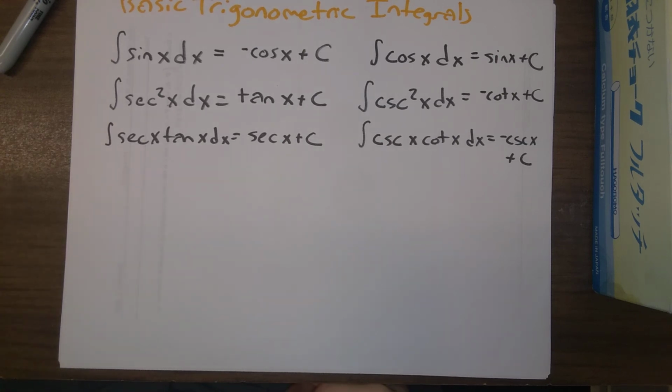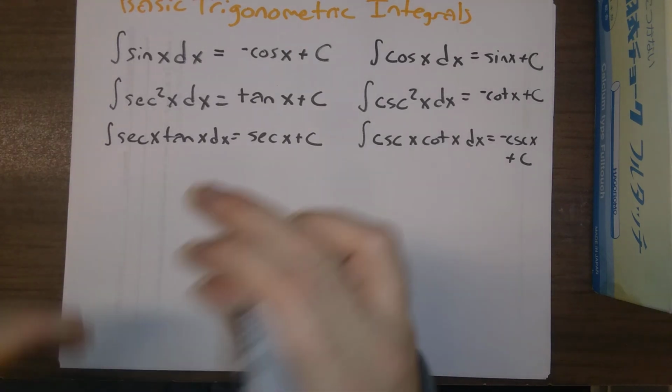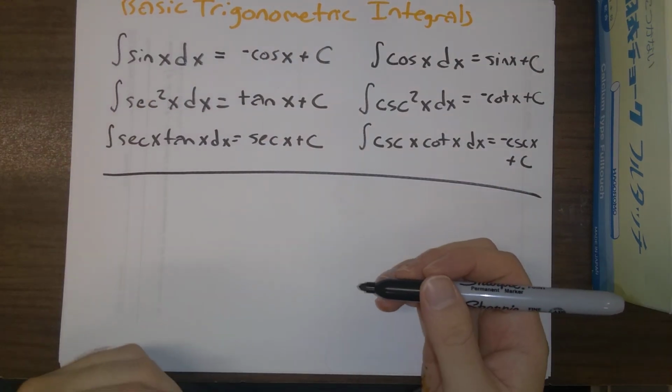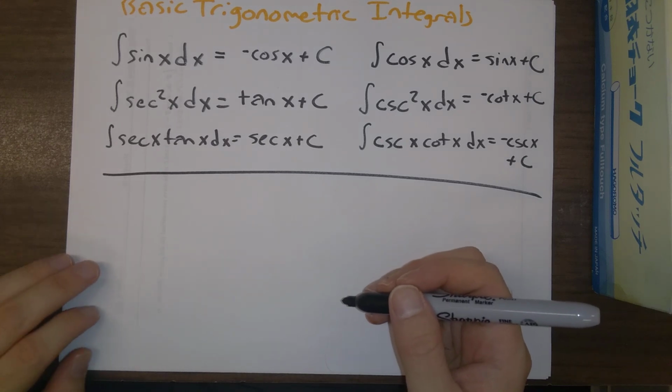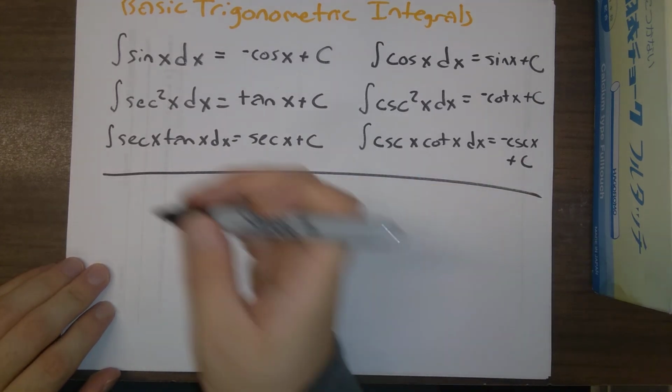So the point here is these should not be difficult to learn, because we're just undoing our derivative rules. And we know our derivative rules, this is just applying them in reverse. Okay, what other functions should we think about? Well, how about exponential functions?